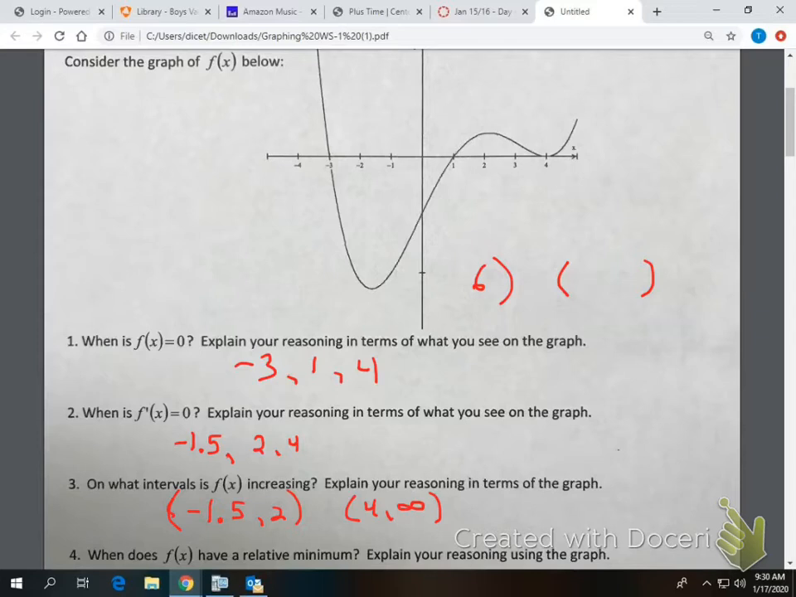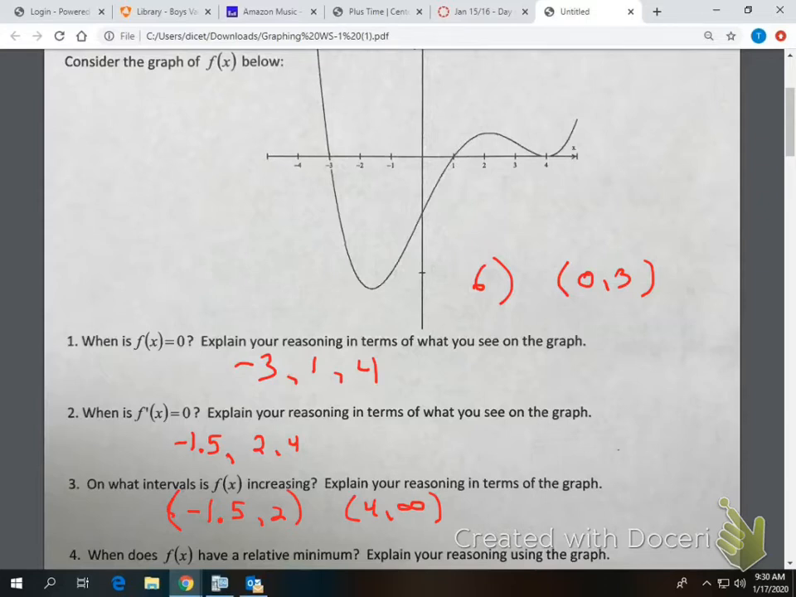Second derivative tells us concavity. Say it louder. 0 to 3. Why? You're right. Because that's when they change from concave up to concave down. You don't even have to say change. This is where it's concave down. So the second derivative is negative. So wouldn't the second derivative be positive from negative infinity to 0? And again, the second derivative would be positive from 3 to infinity. Cool? Okay.